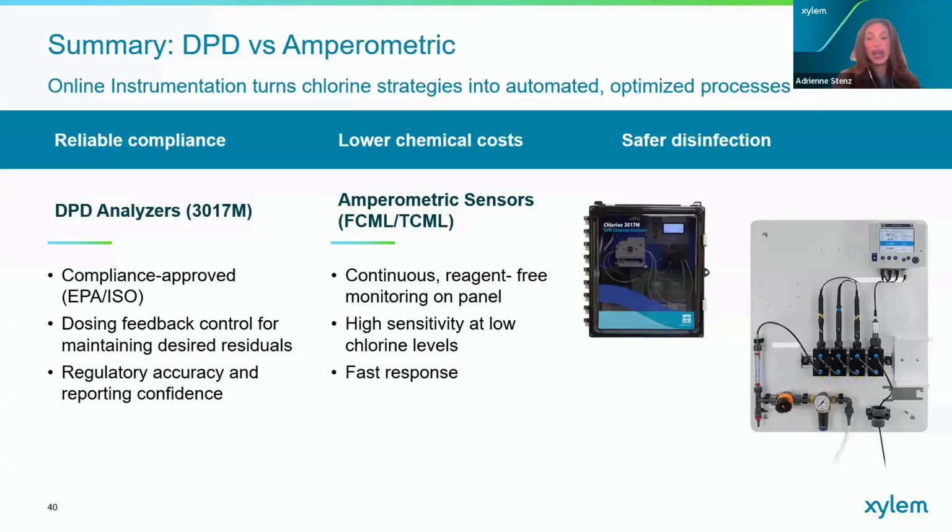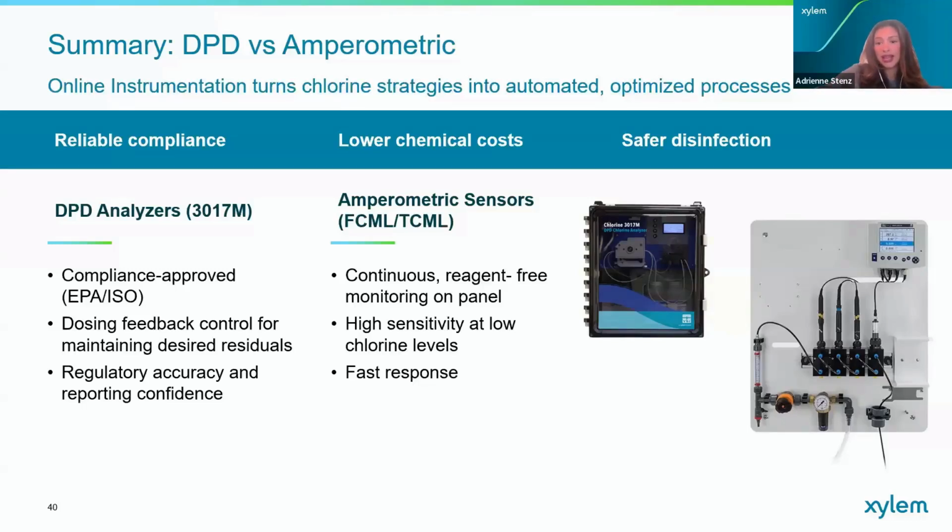On the other hand, amperometric sensors may fit in applications where DPD analyzers do not. They are reagent-free and not affected by the interferences that affect DPD analyzers. They are a good fit for low-range, high-sensitivity chlorine monitoring, especially when you want to monitor other parameters such as pH, ORP, electrochemical DO, and conductivity in a panel environment.